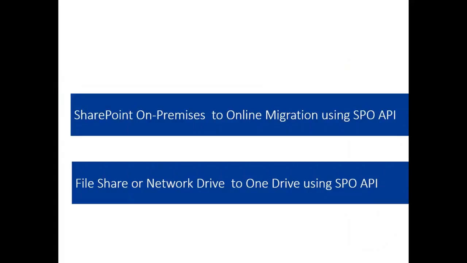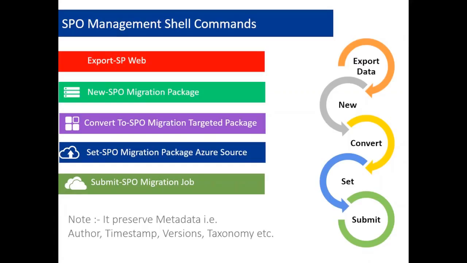One more question, sorry. You said it's going to maintain the metadata like taxonomy. How does it maintain taxonomy columns? Because in the destination, we might not have those terms and term sets. See, I'll explain how this API works. We can't expect it to work at the site level. It works at the list or library level. So if we have created the taxonomy at the site collection level, we need to create that taxonomy first, and after that we can start our process.